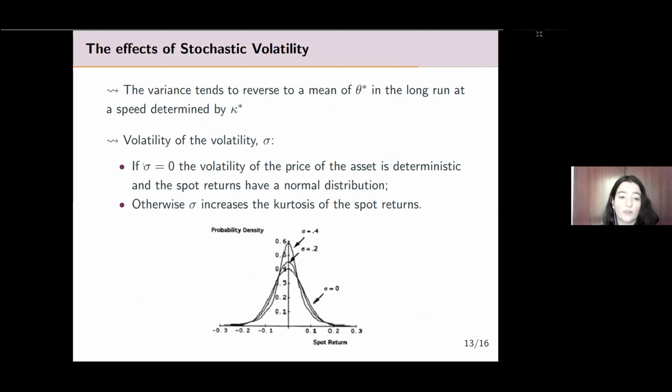So as I was saying, if sigma equals 0, then the volatility of the price of the asset is deterministic, because we have no variance. And in this case, we have spot returns with a normal distribution. Otherwise, if this parameter is not 0, as it increases, it also increases the kurtosis of spot returns. So the spot returns become more condensed around the mean and have a little bit fatter tails.